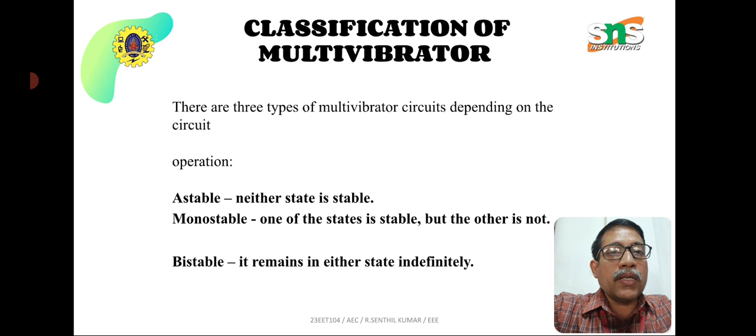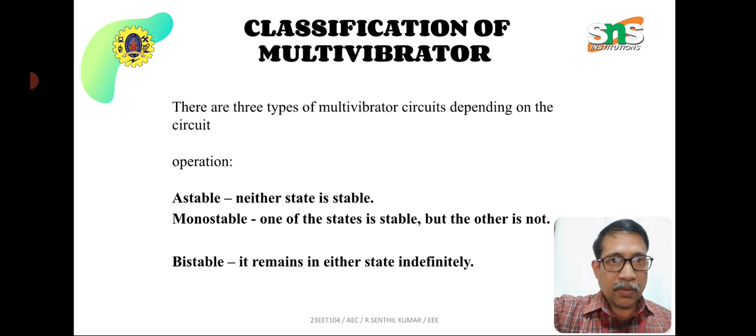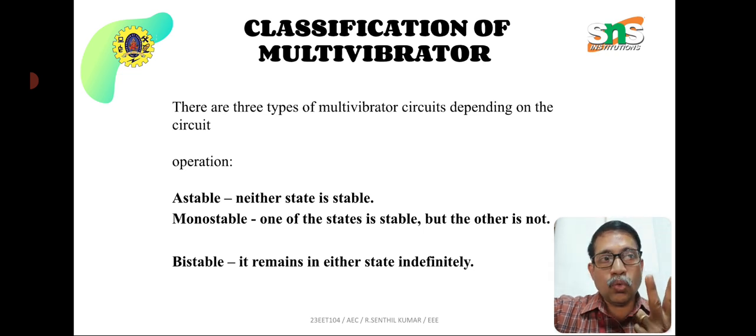As I explained, it is divided into 3. One is astable, which has no stable states, and another one is monostable. As the name indicates, mono means 1, therefore only 1 stable state. And bi is nothing but 2, like bicycle, which has 2 wheels, therefore 2 stable states occur.